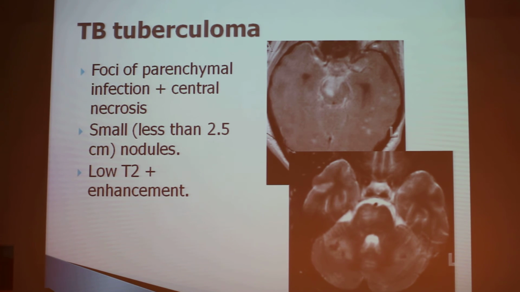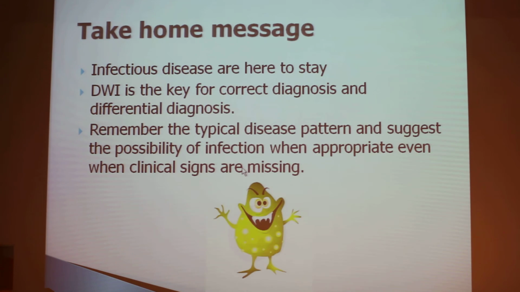Another disease that can cause parenchymal disease is TB tuberculoma, which is the second pattern of TB involvement in the brain. And here you have small nodules enhancing in the brain with typical low T2 signal. In this case, you can also see the basal meningitis.